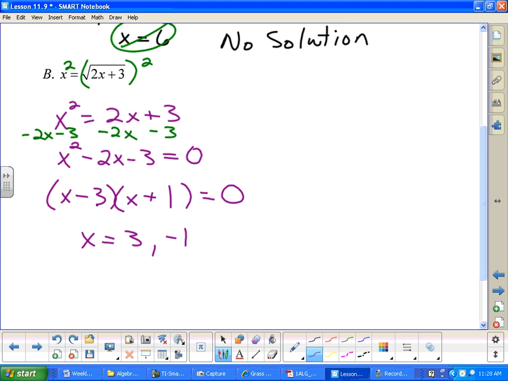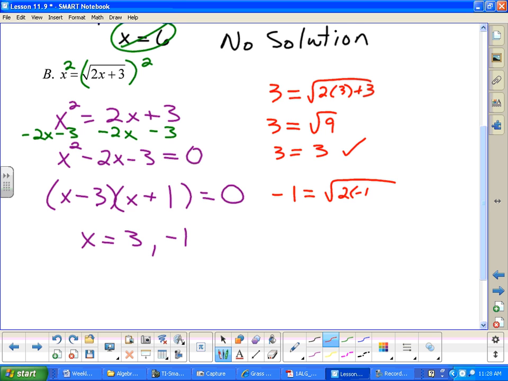So let's check them. Start with 3. So 3 equals, what's 6 plus 3? 9. So 3 equals 3. We're good. The 3 works. Hot dog. Let's try the negative 1. Let's see, negative 2 plus 3 is 1.